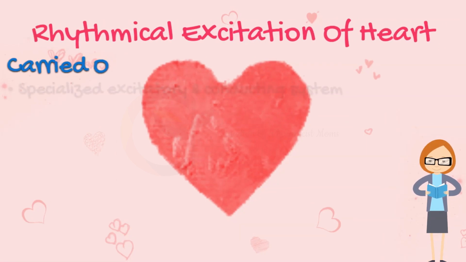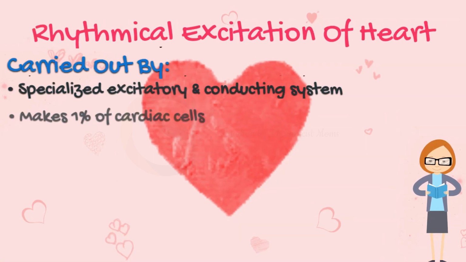Now, we will discuss rhythmical excitation of the heart in detail. Rhythmical excitation of the heart is carried out by a specialized excitatory and conducting system. The myocardial conducting cells, which are 1% of the cardiac cells, are the autorhythmic cells and form the conduction system of the heart.